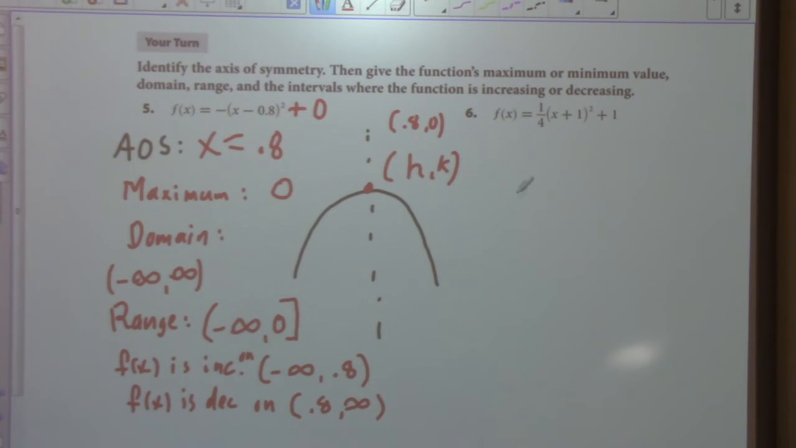Okay, so that's it. I want you to take a look at 6. Do number 6. Go ahead and do number 6. We'll talk about it here. All right. Yeah, I think that's good.